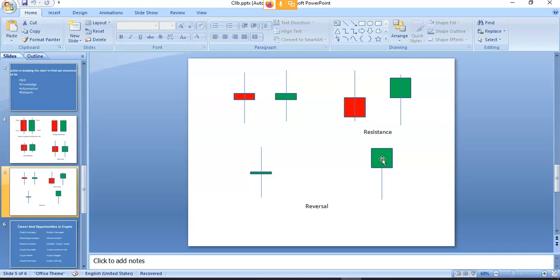So if the market is going in an uptrend at the moment and you begin to see candlesticks like this, that means the market is going to reverse. If it's in an uptrend and you see this candlestick, you should be expecting to see a downtrend next.